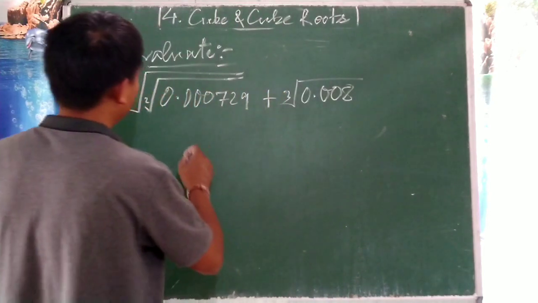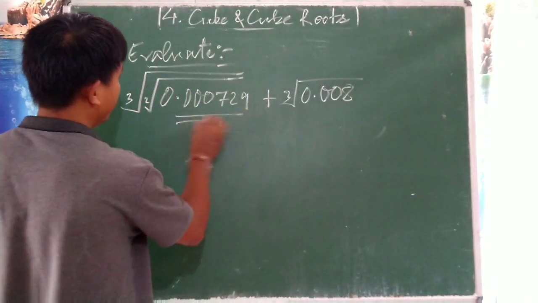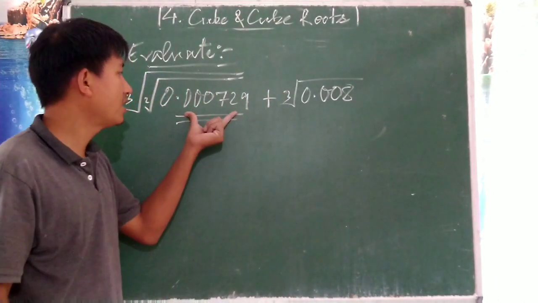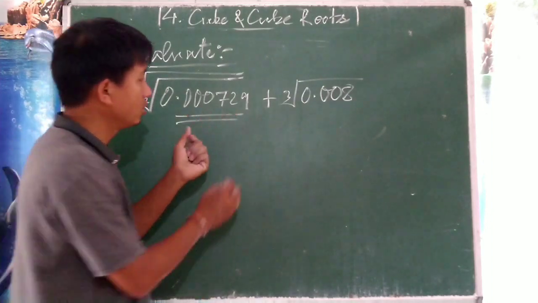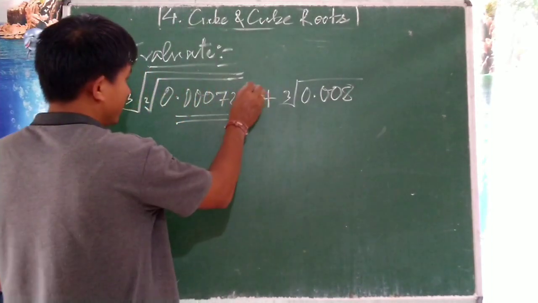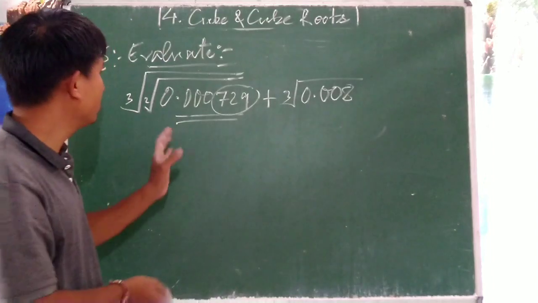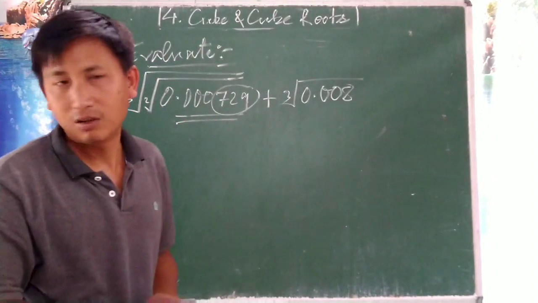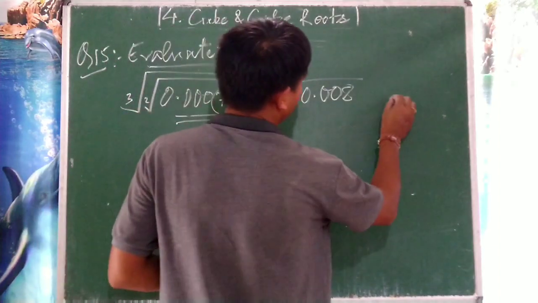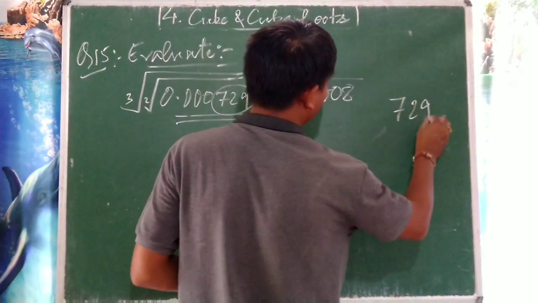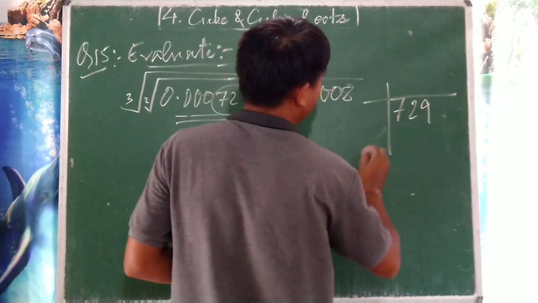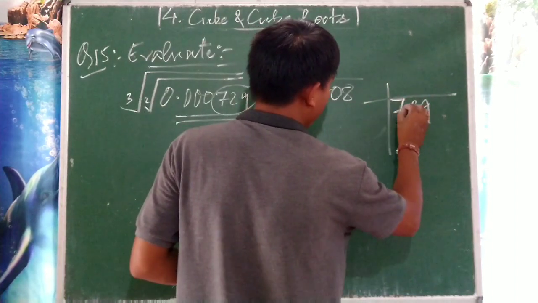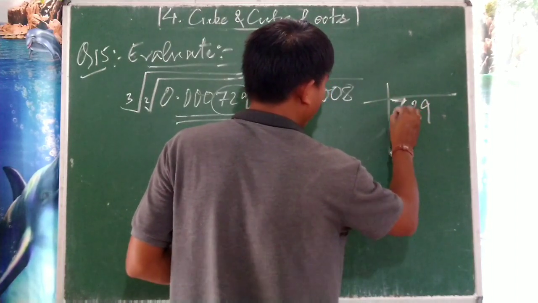So first of all, this is a decimal number. Up to how many places? 6 decimal places. So first of all, just check for this number. If you go on checking with this number directly, there will be some mistake in solving. So 729. Just below 7, any square number?